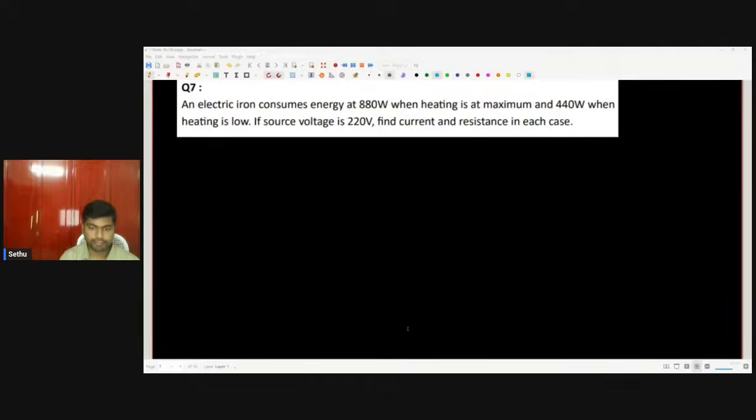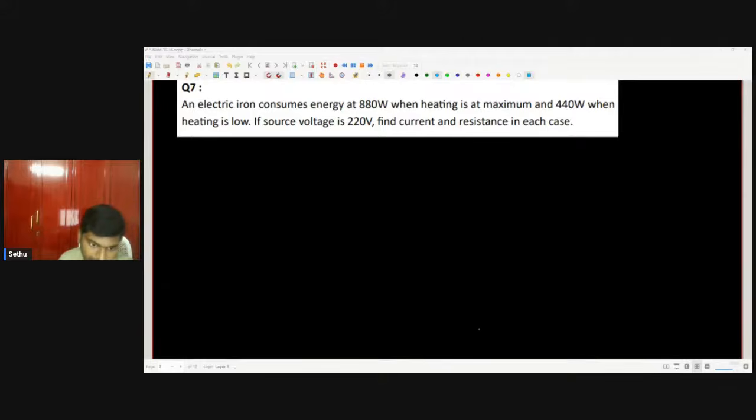All right, let's try to solve this particular question. Now, what is given? An electric iron consumes energy at 880 watt when heating is at maximum and 440 watt when heating is low. If source voltage is 220 volt, find the current and resistance in each case.